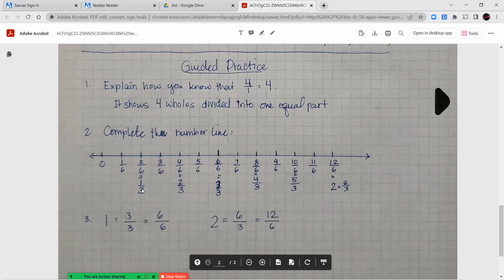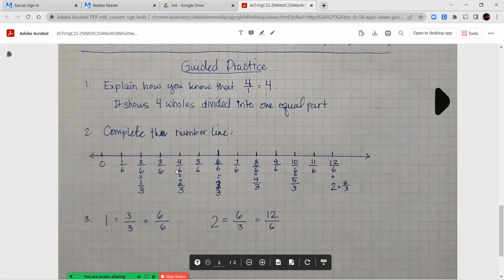Now we know 2/6 and 1/3 are equivalent fractions. So 4/6 and 2/3 are equivalent fractions. 6/6 and 3/3 are equivalent fractions. 8/6 and 4/3 are equivalent fractions. 10/6 and 5/3 are equivalent fractions. 12/6 and 6/3 are equivalent fractions.